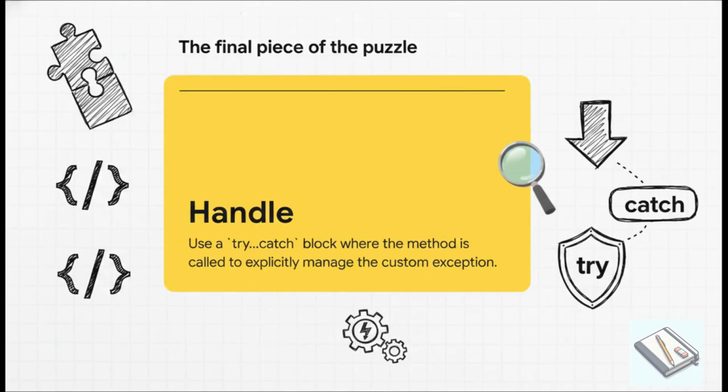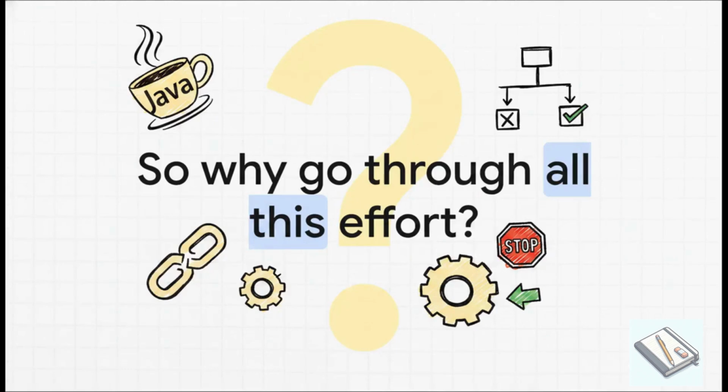Because we made a checked exception, any code that calls our checkAge method has to wrap it in a try-catch block. This is amazing because it forces the developer to stop and think, okay, what should I do if the age is invalid? It makes the code so much more robust. Right about now, you might be thinking, okay, I get it, but that seems like a few extra steps. Why go through all that trouble instead of just using a built-in exception and calling it a day?